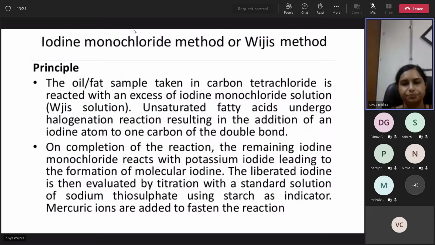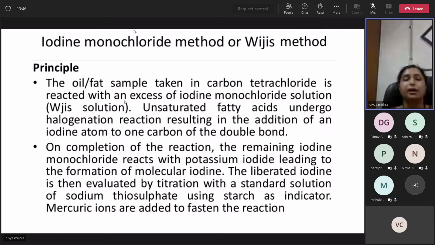But we need this reagent. We will see later on how we can prepare it, but before that we will look towards the principle. Here again we will take up the sample in carbon tetrachloride, CCl4. It is reacted with an excess of iodine monochloride solution, which we call Wijs solution.